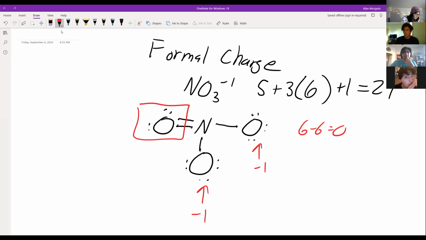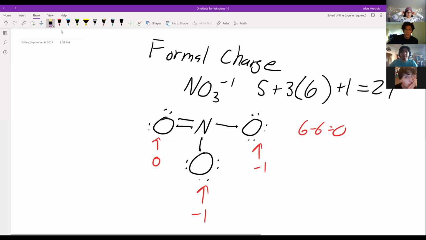Exactly, because we're not counting these as pairs since the line crosses them out. We're only counting inside them. Since it's supposed to have 6 valence electrons, and since we cut these bonds in half within the box, they count as 1 electron now. So we have 2, 4, and then 5, 6. So 6 minus 6, 0. So this oxygen on the left has a formal charge of 0.